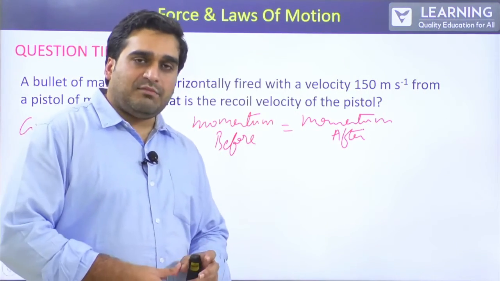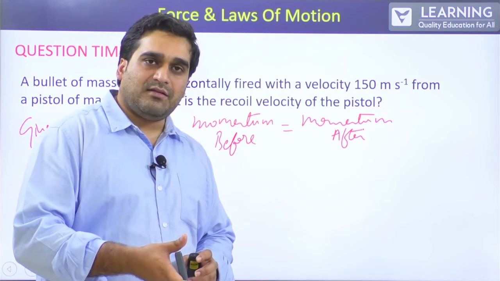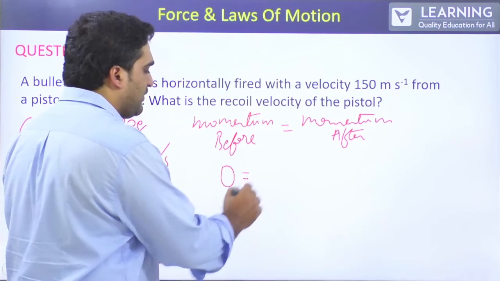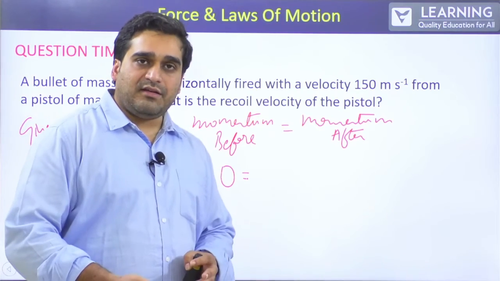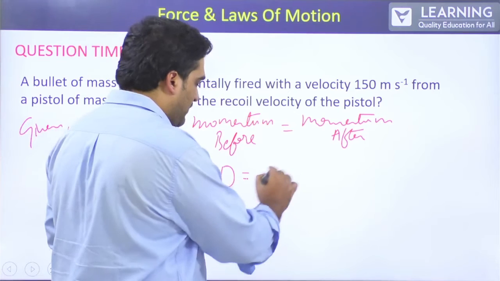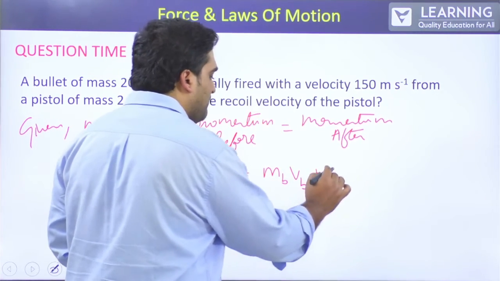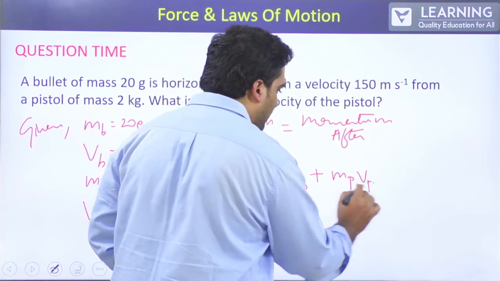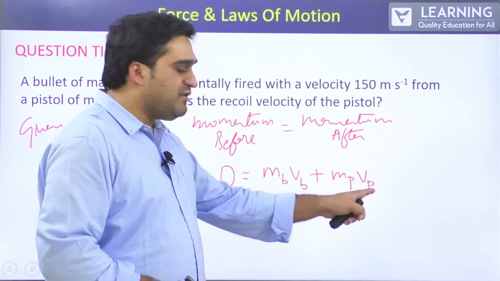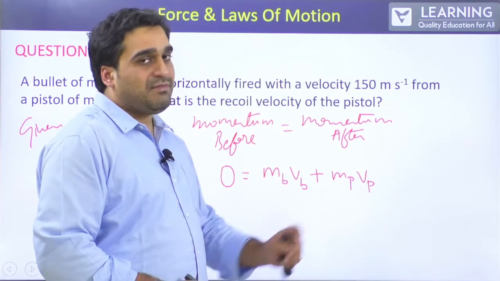Now, before firing the bullet, the gun is stationary, the bullet is stationary within the barrel, which means the momentum will be equal to 0. But after firing, momentum will be mass of bullet times velocity of bullet plus mass of pistol times velocity of pistol. Do we have all the parameters needed to find Vp? Yes. We know the mass of bullet, velocity of bullet, and the mass of pistol.